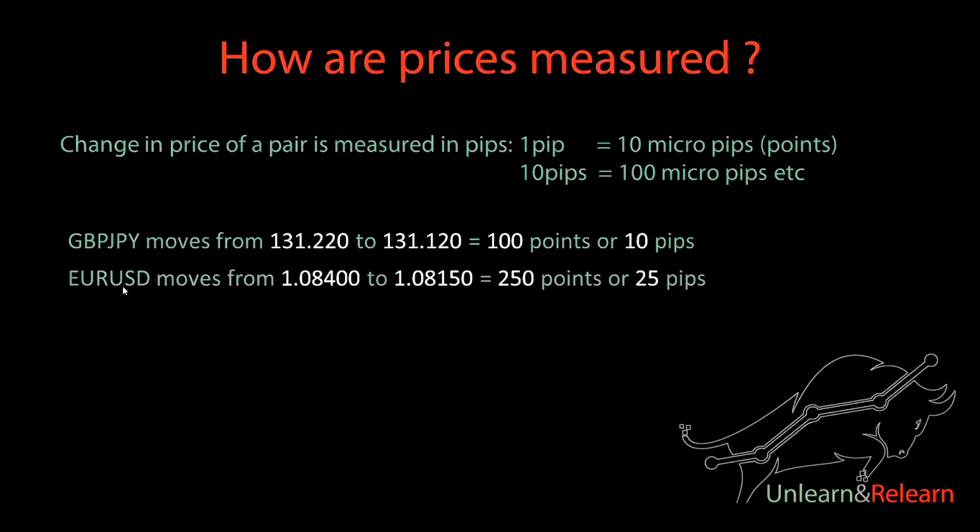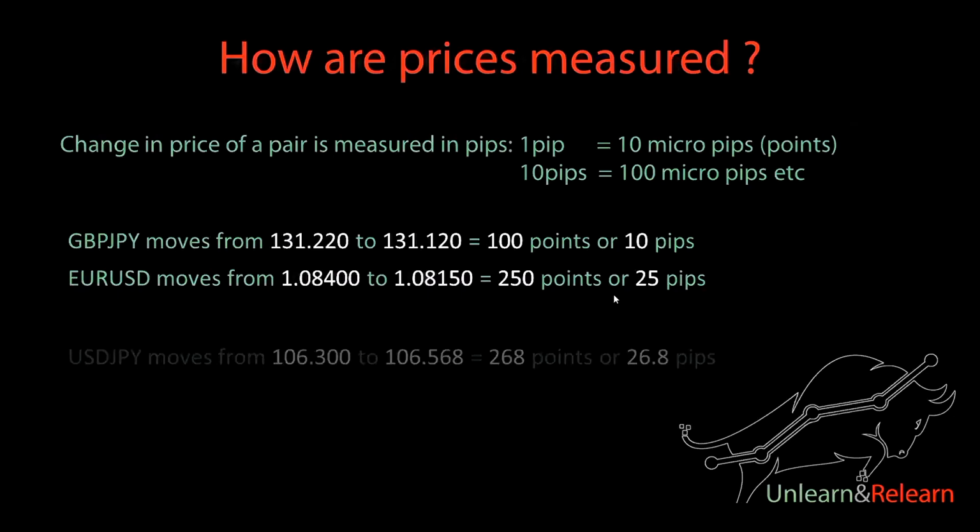When we talk about EUR/USD, if price moved from 1.08400 to 1.08150, that's a change of 250 points or 25 pips. This is how you measure pips. So if I had a sell order at 1.08400 and price moved down to 1.08150, there was a change of 25 pips, so I'm positive 25 pips. But if you had a buy order at this point, you'd be in negative 25 pips.